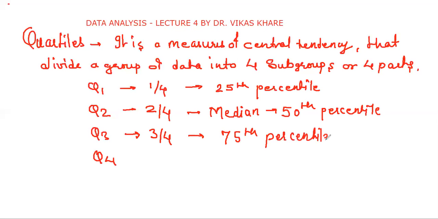So again, quartiles are a measure of central tendency in the field of data analysis that divide a group of data into four subgroups or four parts. They are described in terms of Q1, Q2, Q3 and Q4. Q1 is 1/4, Q2 is 2/4 of the data, and Q3 is 3/4 of the data. Then Q1 equals the 25th percentile, Q2 is the 50th percentile, and Q3 is the 75th percentile. Now we assess the basic concept of quartiles in terms of an example.